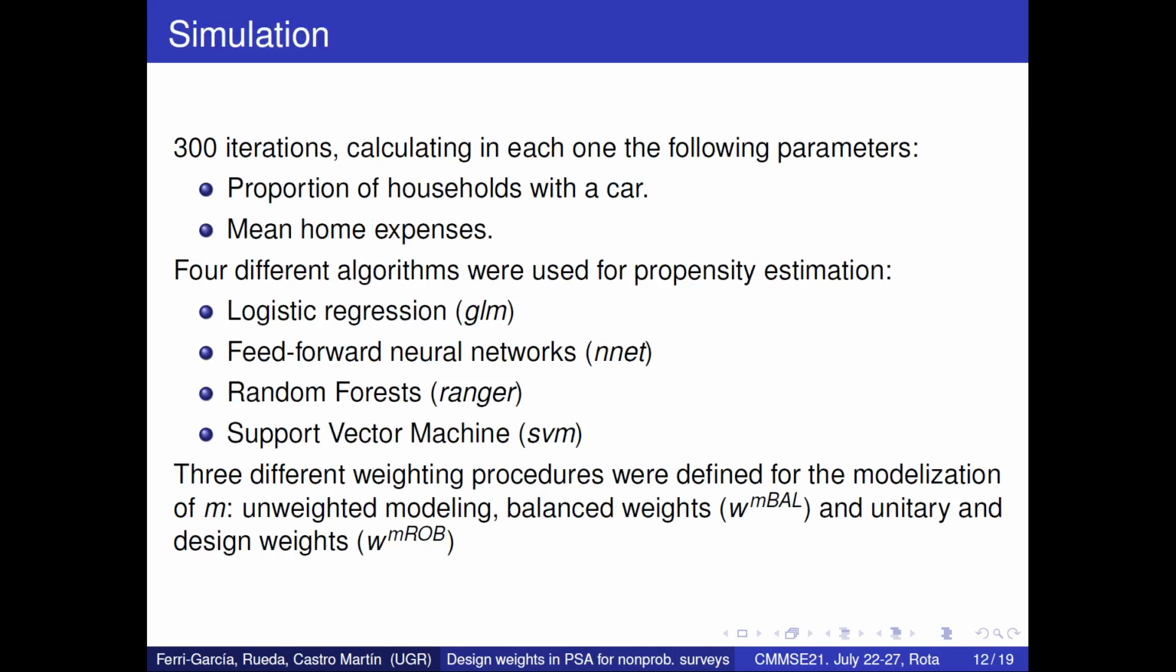300 iterations for each sample configuration were simulated, calculating in each one two population parameters related to purchase power. Logistic regression, as well as three machine learning algorithms that allow practitioners to use weights in the modeling step, were chosen to calculate propensities. These machine learning algorithms were feed-forward neural networks, random forest, and support vector machine. Also, three different procedures were performed in the model fitting step: no weights at all, balancing weights, as described in the previous slide, and design weights as developed in Chen, Li, and Wu in 2020.